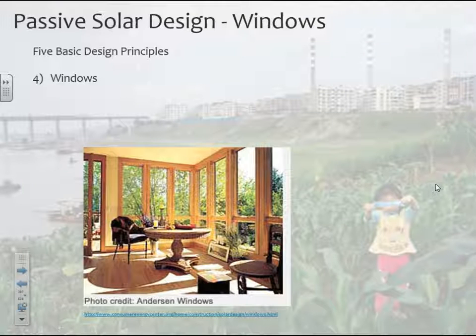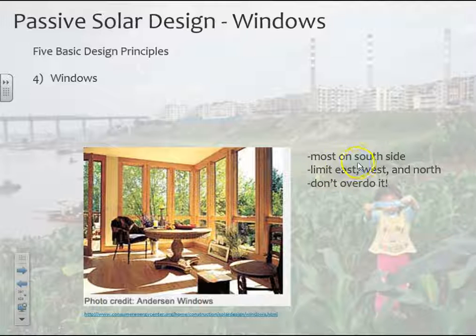Okay, then we have windows. So this is the fourth principle, windows. Again, you want most on your south side. You want to limit the east and west, and you don't want to have too many windows. One of the problems with windows is that windows are very poor insulators. So this is a lot of windows.